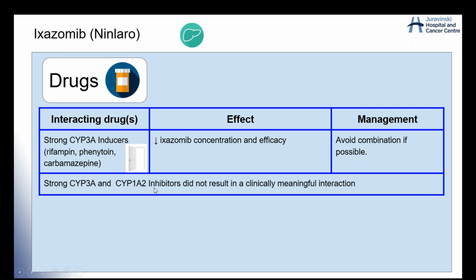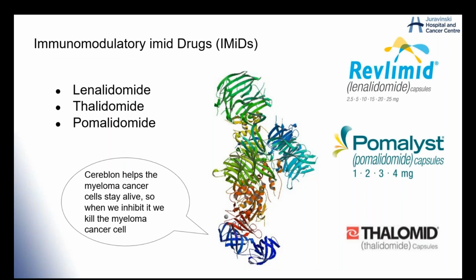The interaction with the other enzymes or with inhibitors of other enzymes is there, but it's not clinically meaningful, meaning the change in the level of the medication did not really lead to any change in clinical outcomes. People didn't have more toxicity because they took this combination of medications together. So it's there, just not very clinically important.